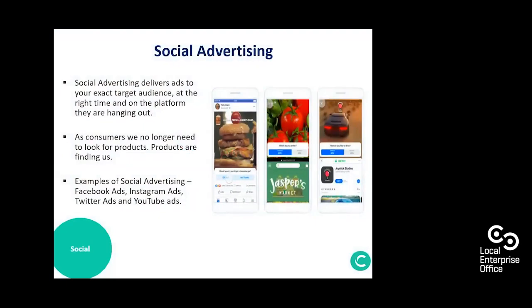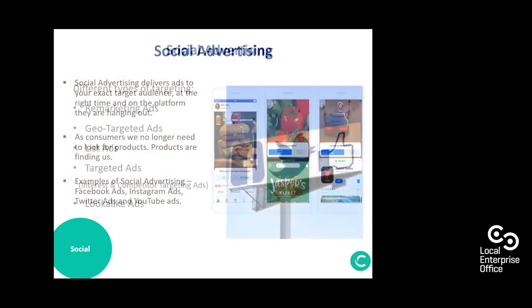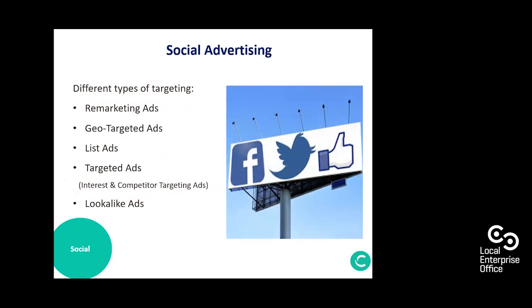So social advertising delivers ads to your exact target audience at the right time and on the platform that they're hanging out. As consumers, we no longer need to look for products. Products are finding us. Examples of social advertising would include Facebook ads, Instagram ads, Twitter ads, and YouTube ads. So here are some of the types of targeting.